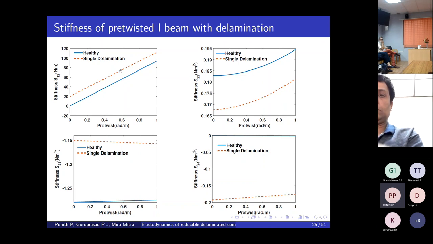But when there is a delamination, the coupling effect increases rather than decreasing, whereas the pure torsional stiffness decreases. And we see a non-linear dependence of the stiffness on the pre-twist, both with and without delamination. And again, these are the other stiffness parameters. So we see the extension and the flexural coupling stiffness did not behave the same as what we have seen in the case of extension and torsional stiffness, because in the torsional and flexural coupled stiffness, when there is a delamination, the stiffness reduces with the pre-twist rather than increasing.